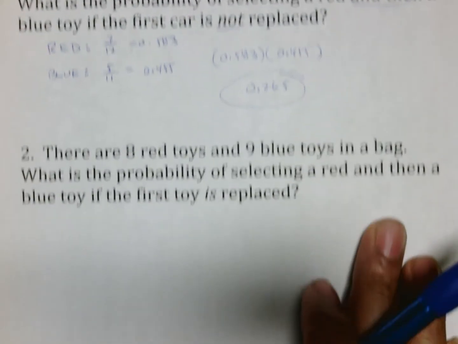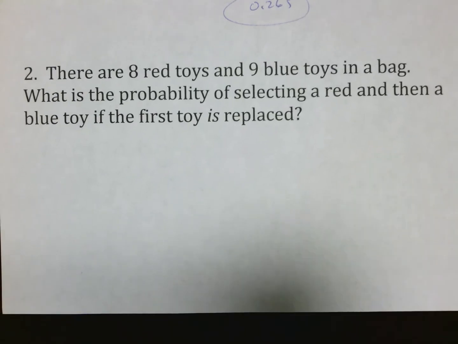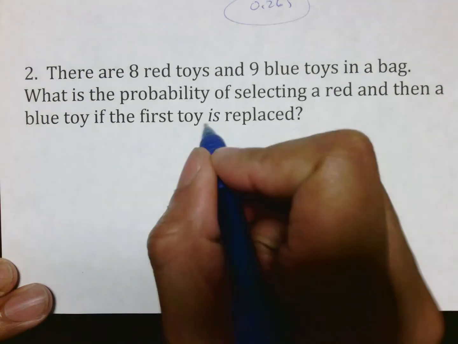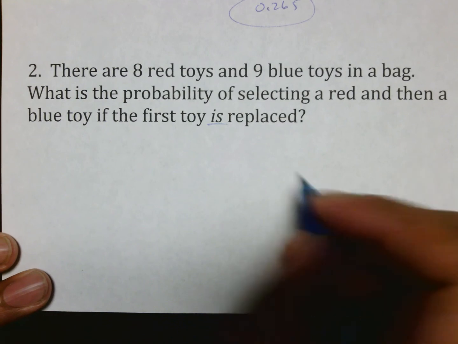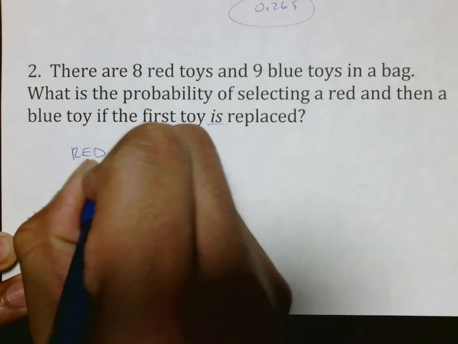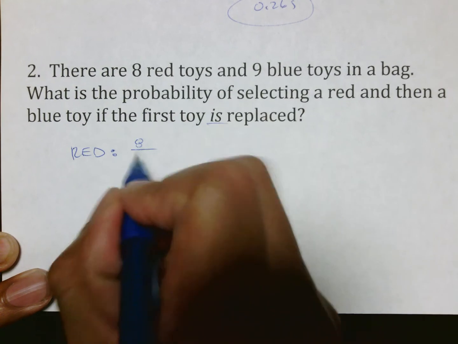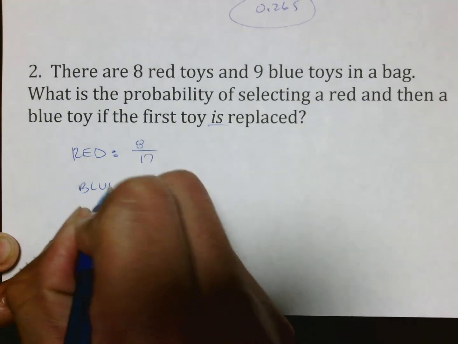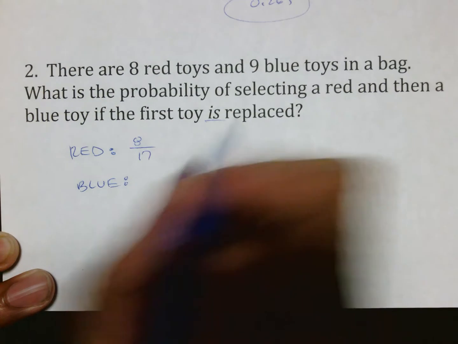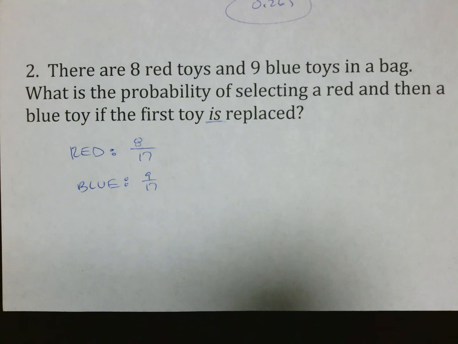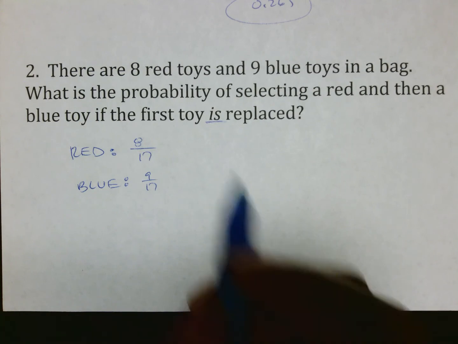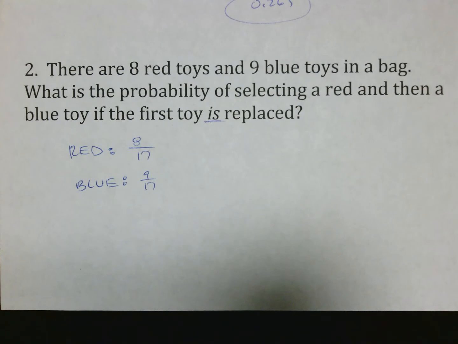Now if you look to the right of your question number 1, you should see question number 2, where there are 8 red toys, 9 blue toys. This time we are selecting and the first toy is replaced, and I'm doing this so you see both types, so you understand what you need to do. So again, the red here is 8 good picks out of 17. The blue is 9 good picks, and because you are replacing it, you would still have 17 toys, because if there were 17 toys in the bag and I selected one out, that would give me 16, but if I am replacing my first pick before selecting again, it goes back to 17.